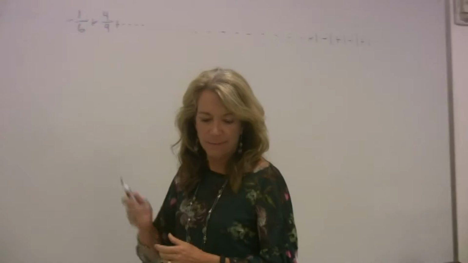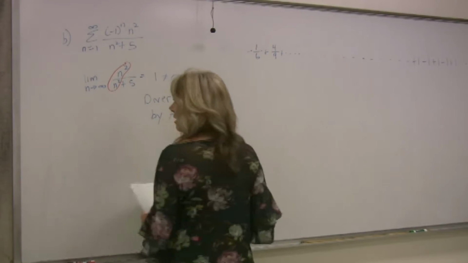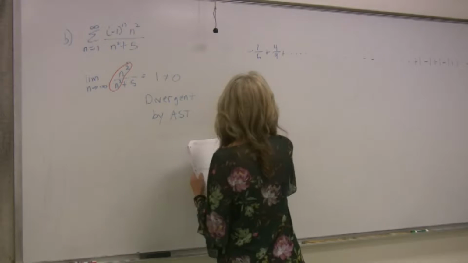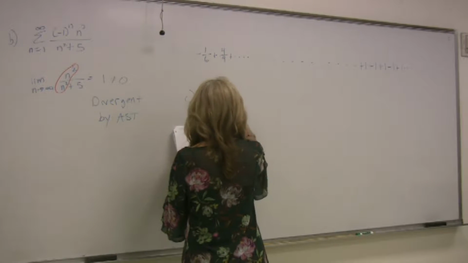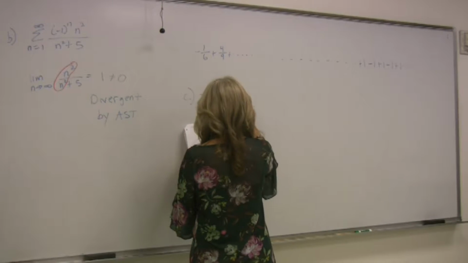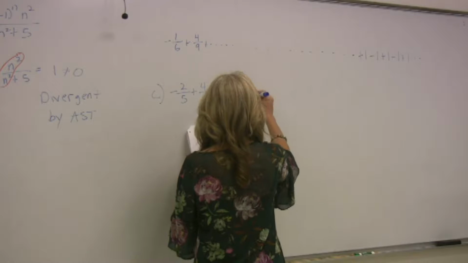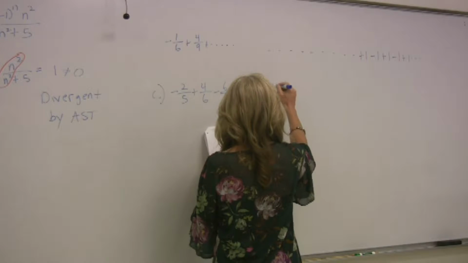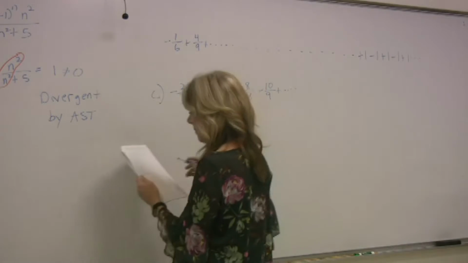What about that next one? That next one's not so pretty. Put it right here: -2/5 plus 4/6 minus 6/7 plus 8/8 minus 10/9. I can see that it's alternating.